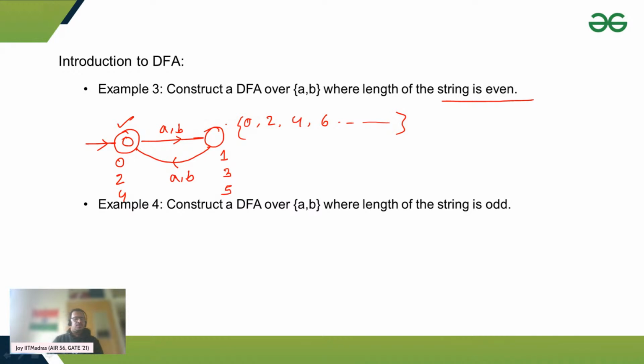Just a quick question. Suppose this state is represented as Q0 and this state is represented as Q1. In example 3, if Q0 is our final state, which one will be the final state for example 4? Which one will be the final state in example 4?